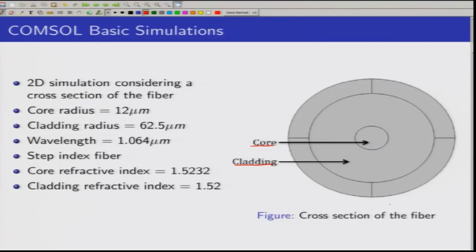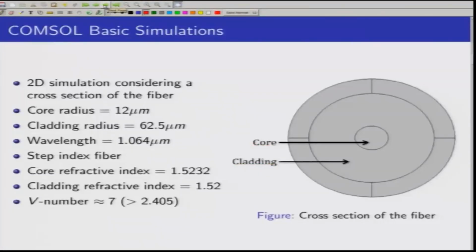Now, let us take a moment and, with whatever information we have in this slide, calculate the V number. It would be appreciated if you pause the video for a couple of minutes, look at these parameters and calculate the V number, and then based on the value you get, comment whether this fiber is a single mode or a multi-mode fiber.